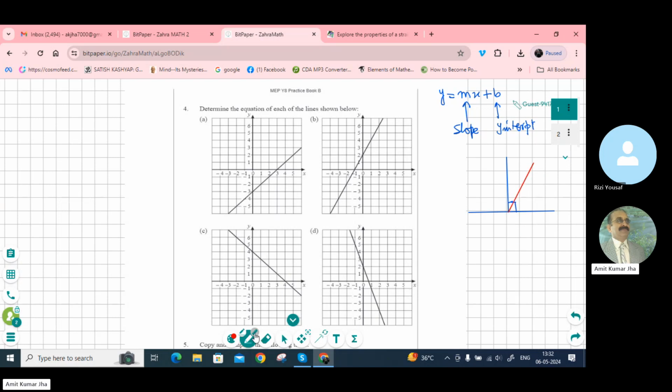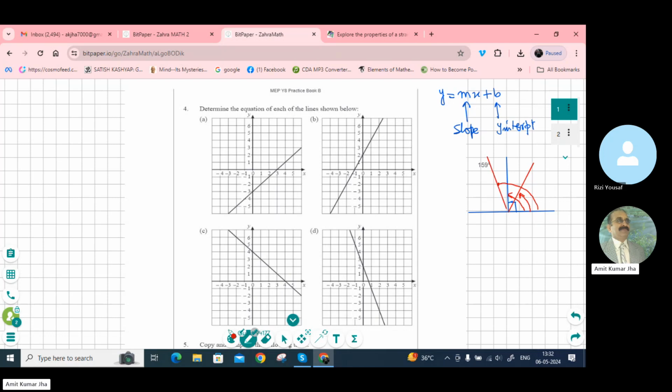We always measure angles in the anti-clockwise direction. So we will move in this direction. So this is less than 90. And from here to here, if you move, this is 90. And if you move from here to any line beyond this line, that will be greater than 90. You understand?